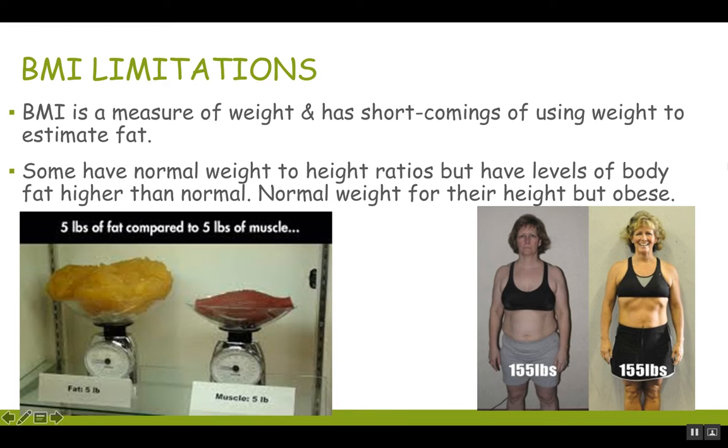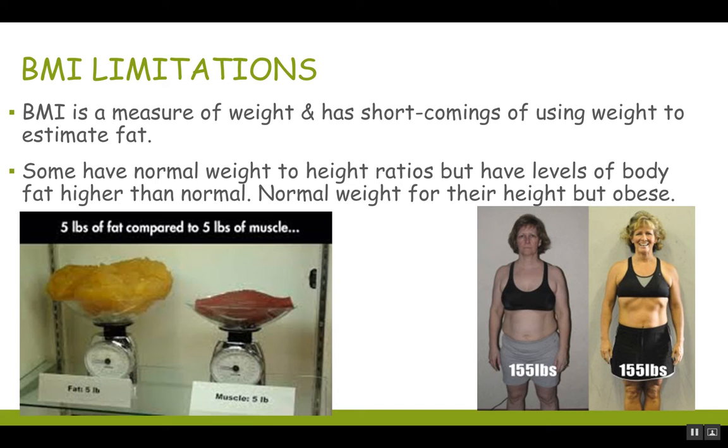It doesn't take into consideration your bone mass at all. So some people are larger framed than other people. And bones weigh more. So that will affect your outlook as well.